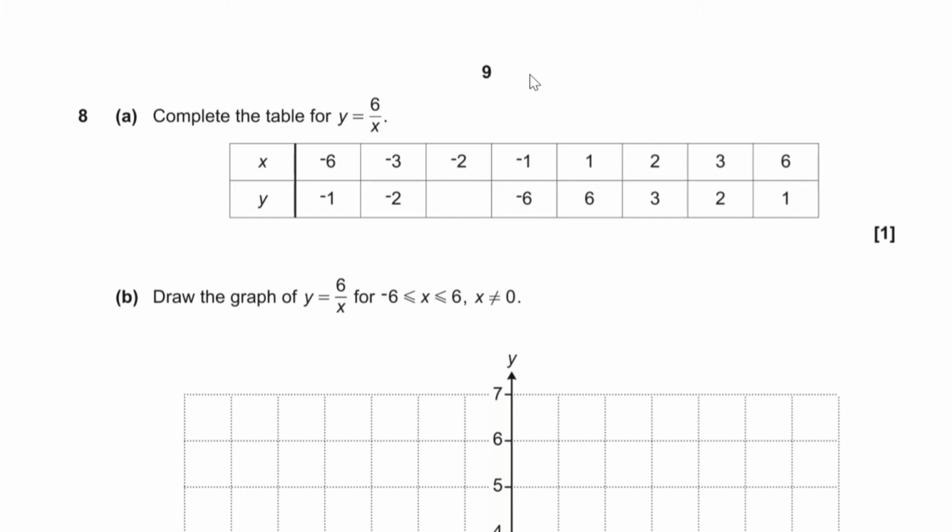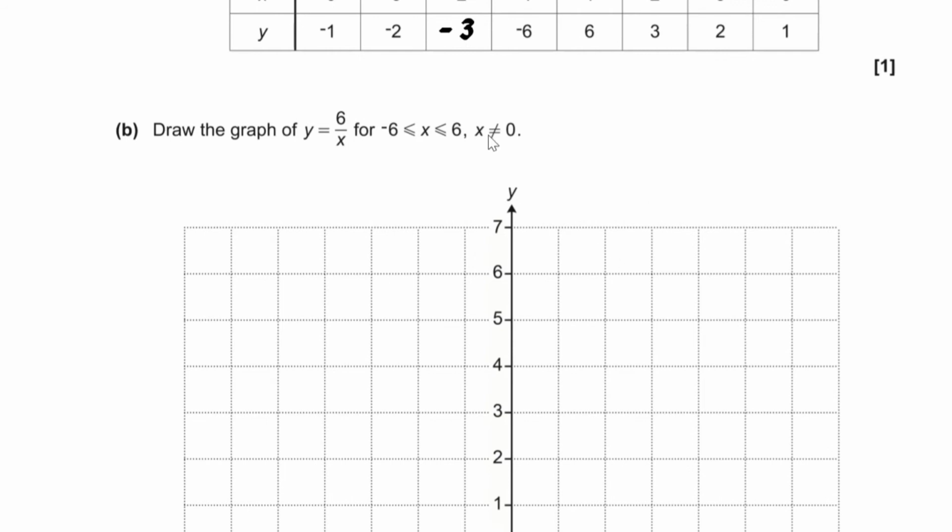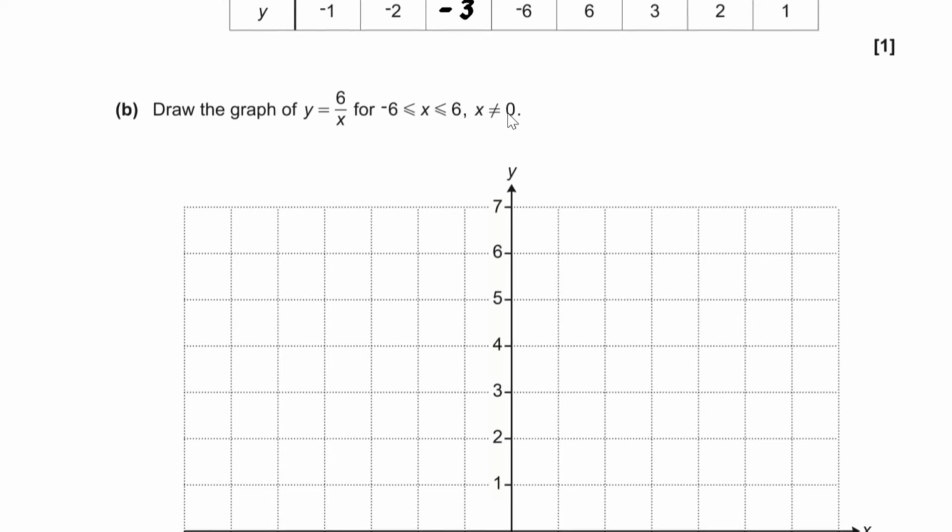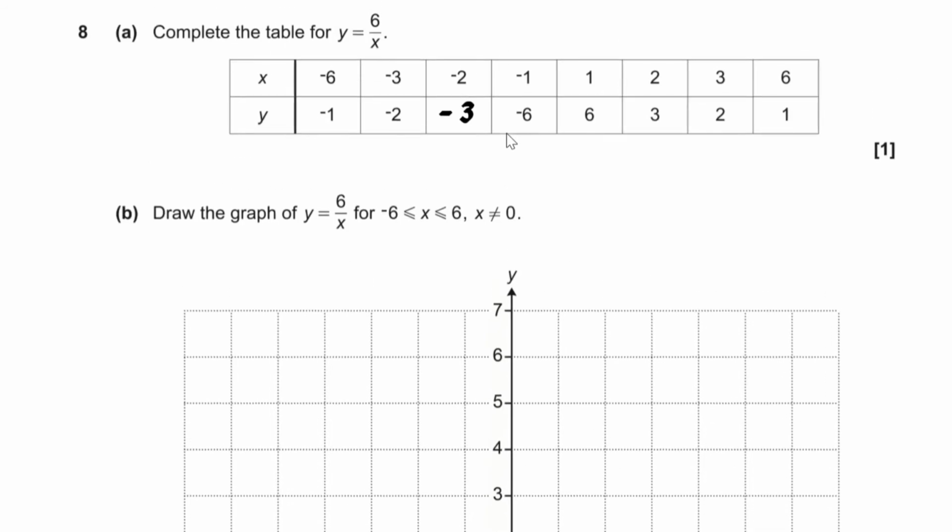Question number 8. We have to complete the table for y equals 6 divided by x. Well, when x is equal to negative 2, we have 6 divided by negative 2, which is equal to negative 3. We now have to draw the graph of y equals 6 divided by x for x being in between minus 6 and 6, where x does not equal 0. So if we were to draw this graph, the first thing we have to do is plot these points. So we have negative 6, negative 1.